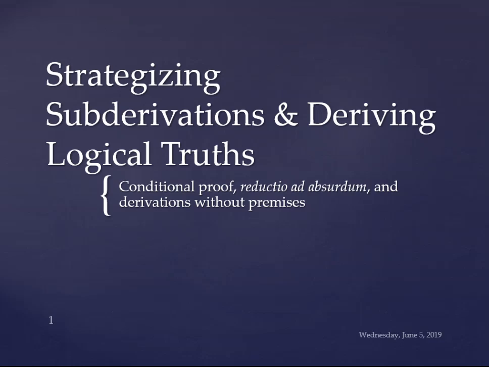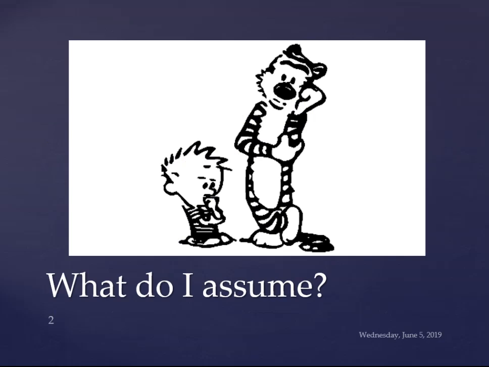Today I'm going to talk about the strategy of conditional proof, the strategy of reductio ad absurdum, and then how to do some derivations that don't have any premises. As you probably have already figured out, the big question always with these types of problems is, how do I know what to assume? And that's a big question.